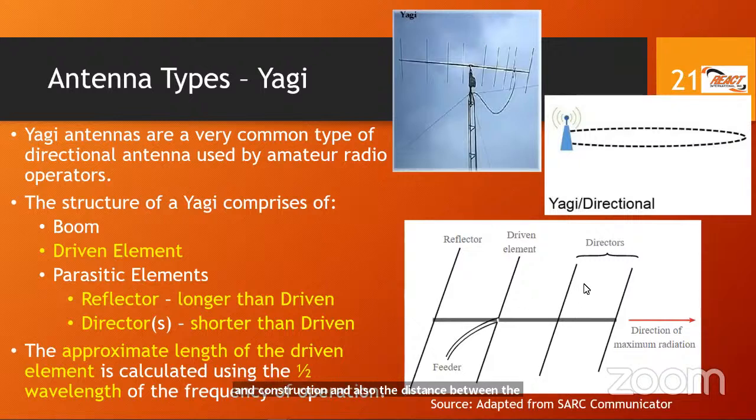The driven element of any Yagi antenna tends to be a half wavelength antenna. So if anyone asks what's the length of the driven element, you use the trusty half wavelength calculation, because this is a half wavelength antenna if you were to isolate it by itself. You're just adding a boom and parasitic elements such as the reflector and several directors. And this antenna is highly directional towards the front, which is what this arrow is showing us here.